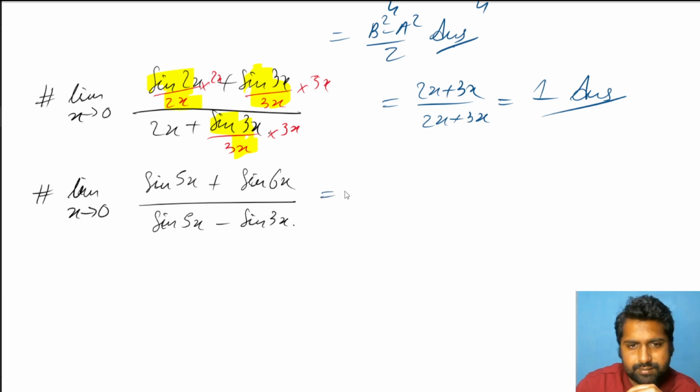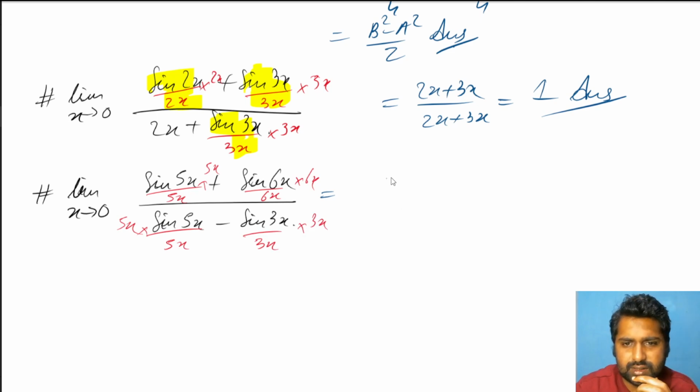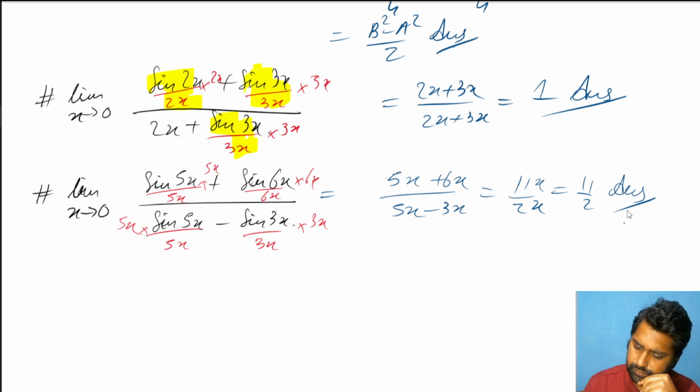Done. Let's see. Adjust it by 5x into 5x, by 6x into 6x, by 5x into 5x, by 3x into 3x. So what do you see? It is becoming 5x plus 6x upon 5x minus 3x. So basically 11x by 2x, that's 11 by 2 is the answer. I think that's pretty much it.